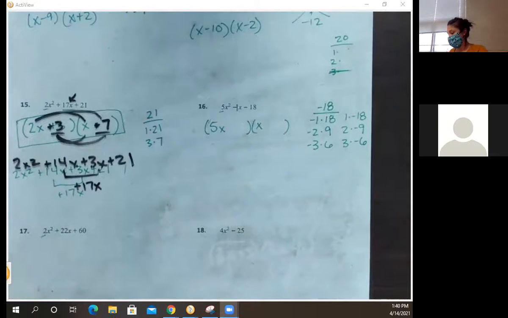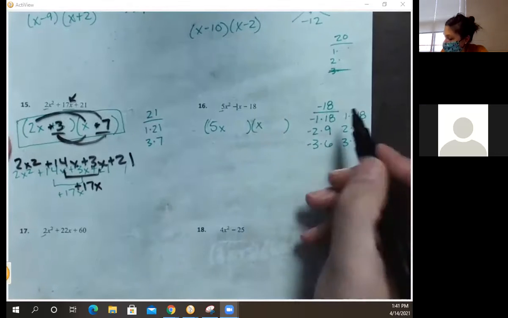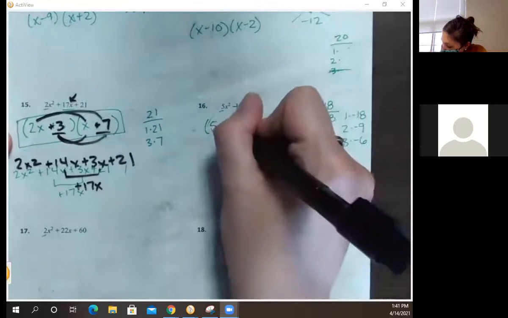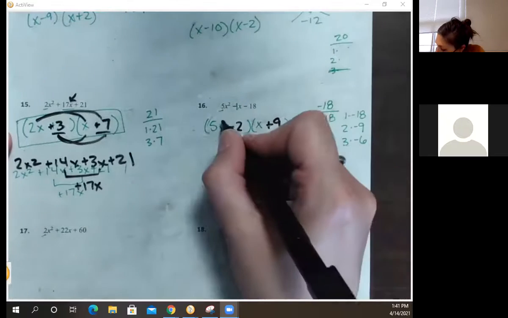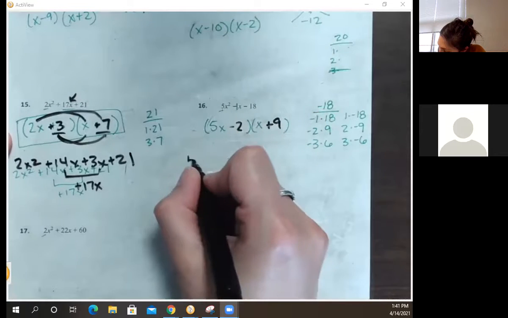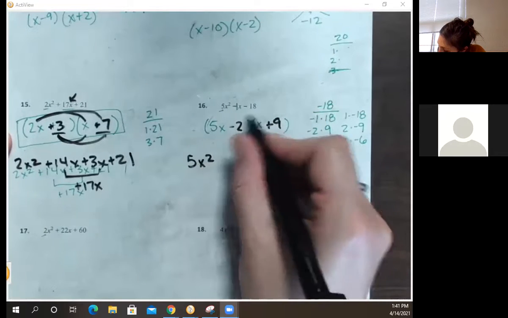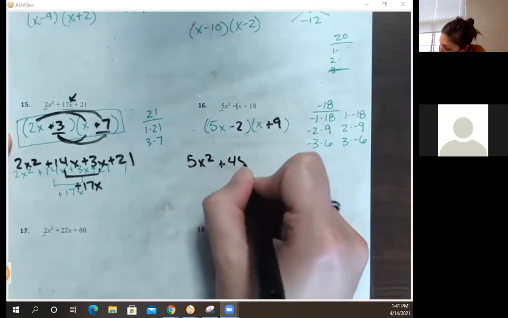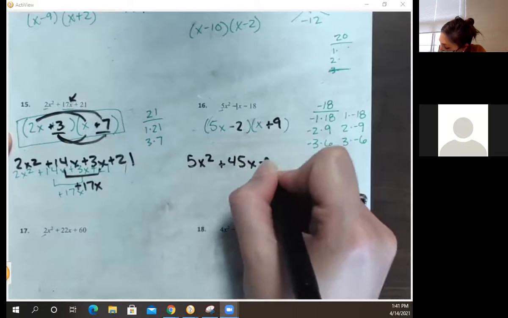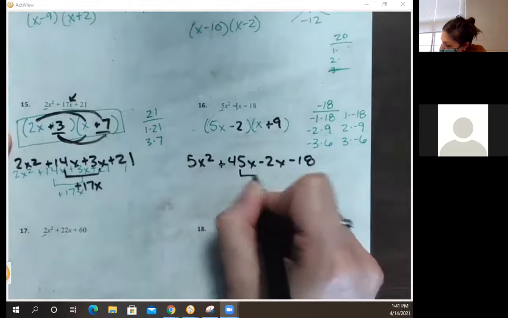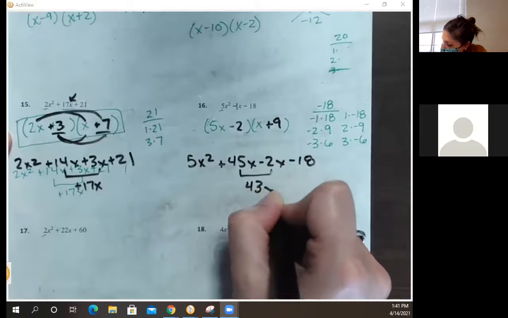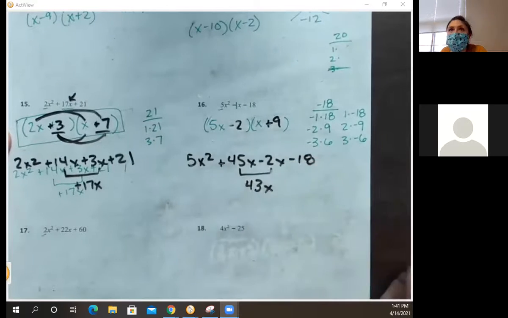So what do you want to try? Negative 2 and 9. So minus 2 plus 9. We'll give it a shot. When I distribute, I would get 5x squared plus 45x minus 2x minus 18. In the middle, I would have 43x. That's not what I want.